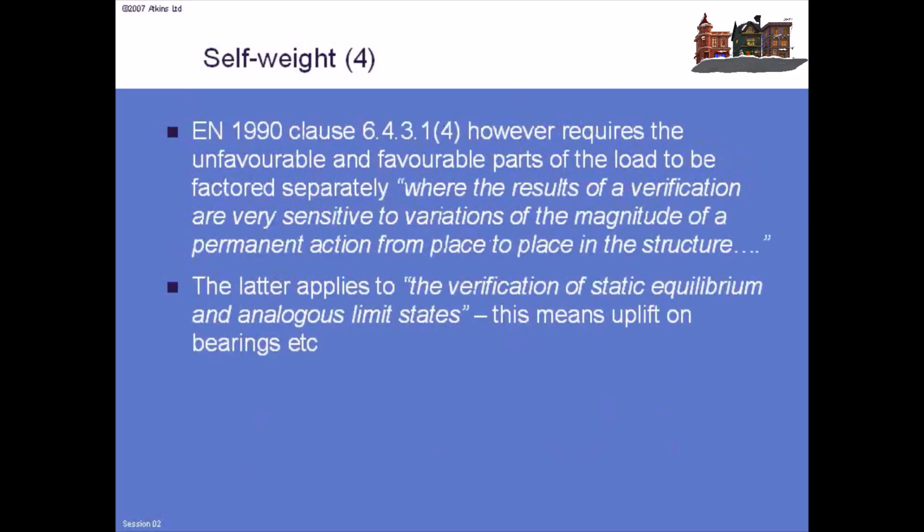There's one exception here. I'll just flag it up just in case you read it later on and think this is contrary to what I've just said. But basically you do factor separately where the results of a verification are very sensitive to variations of the magnitude of a permanent action from place to place in the structure. And then it goes on to say the latter applies to verifications of static equilibrium and analogous limit states. Basically it means if you've got things like uplift on a bearing or the whole structure can topple over, then you should factor the spans separately, but it does not apply to bending, shear, torsion. For things like that, you just factor in the way we've done before.